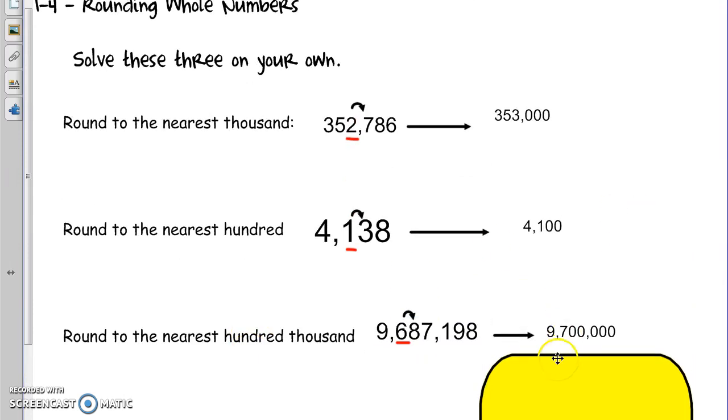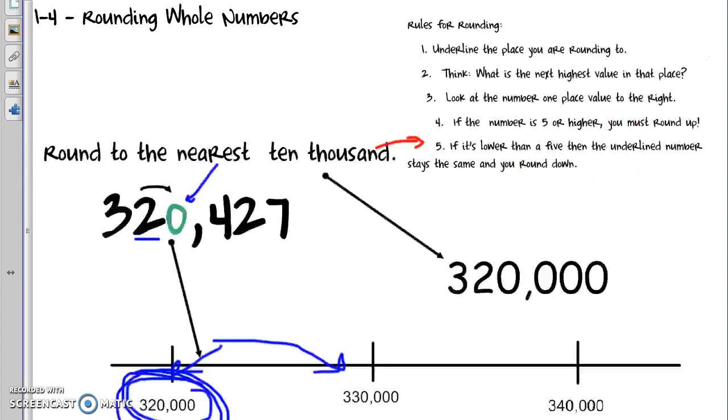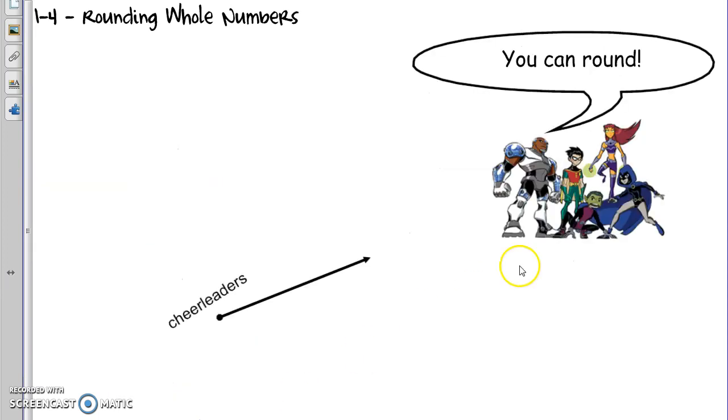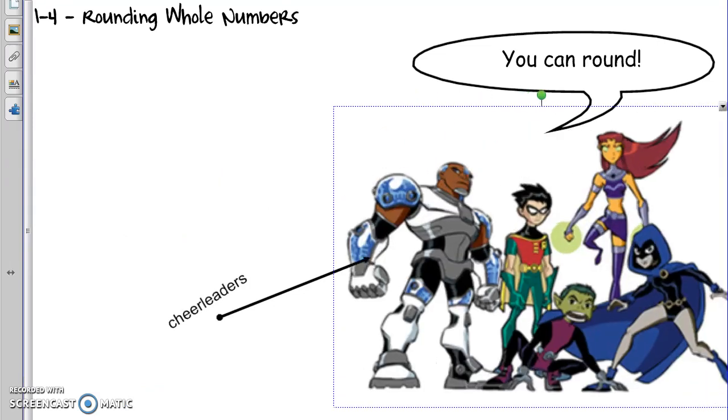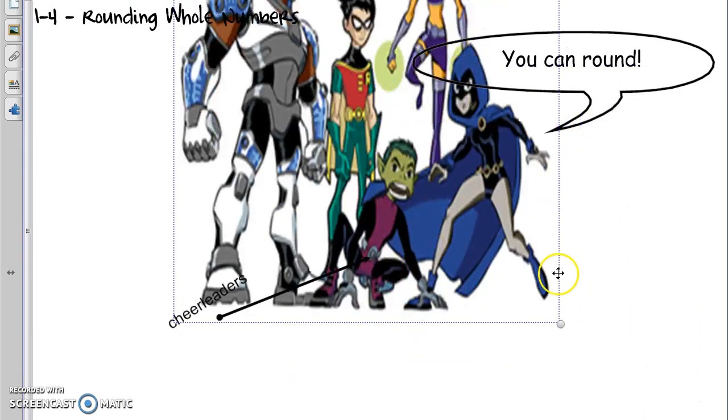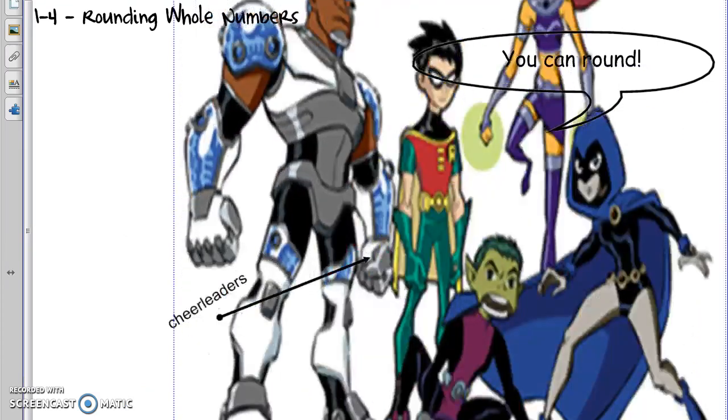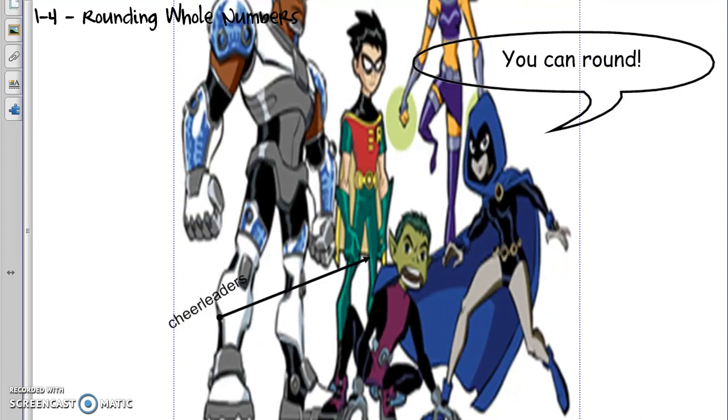If you're still confused, you can definitely watch the video again, especially this part where I solved this problem. I think that explains it pretty well, how to solve these. If you feel good and you feel confident, you now know how to round, and the Teen Titans say, "What's up?" Stretch them out. All right, good luck. Have fun rounding.